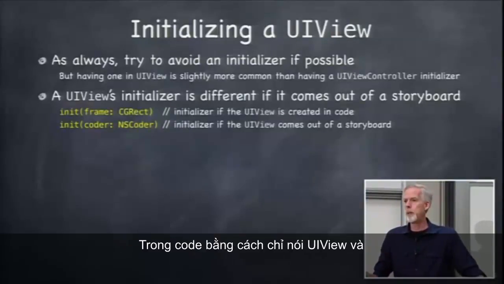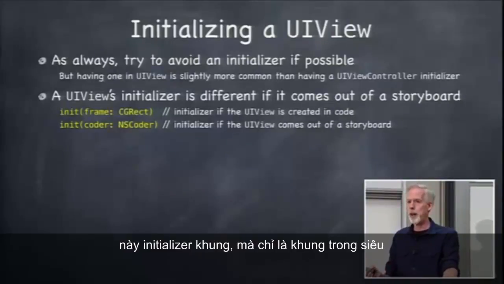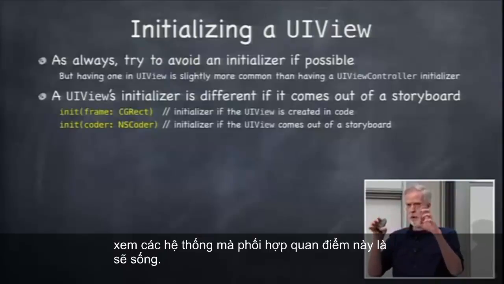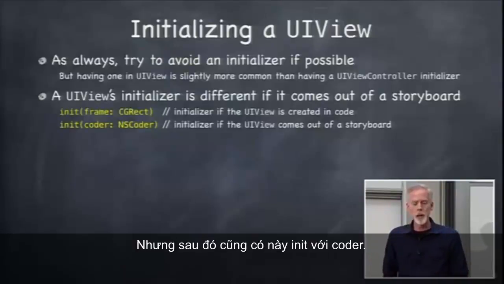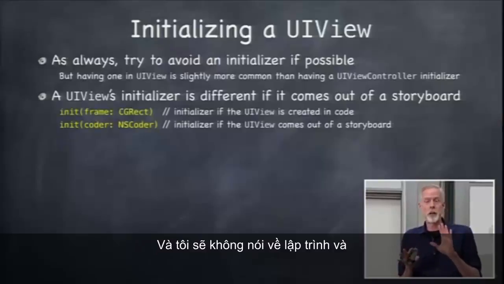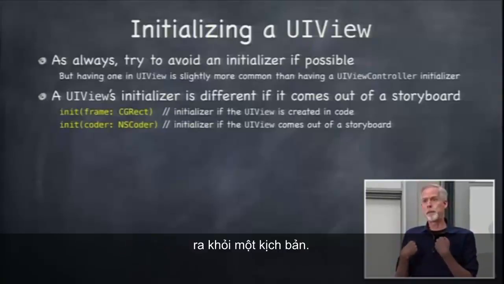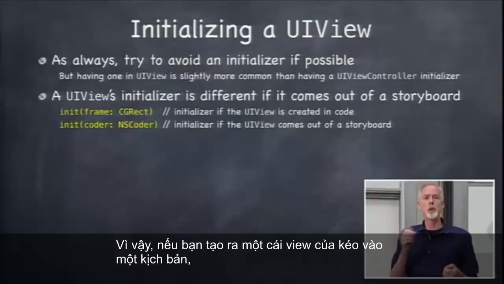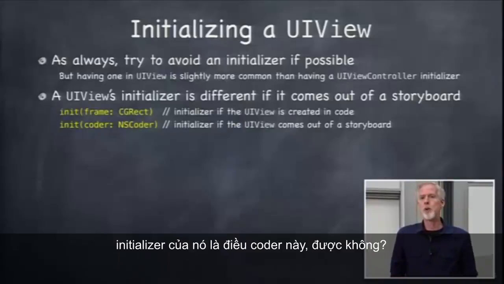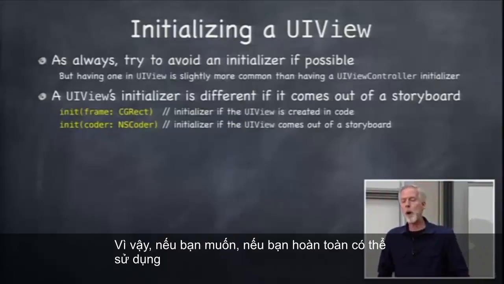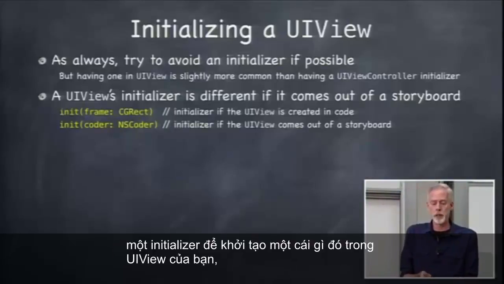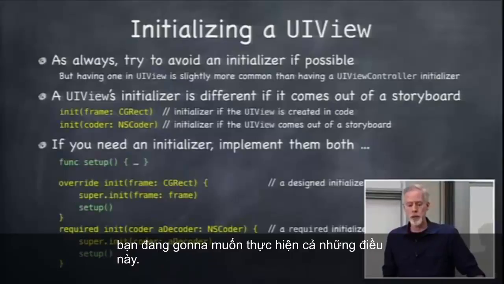In code, by just saying UIView and this frame initializer, which is just the frame in the superview coordinate system where this view is going to live. But then there's also this init with coder, and I'm not going to talk about coders and archiving and all that, but that is the initializer that is called when the view comes out of a storyboard. So if you create a view by dragging out in a storyboard, its initializer is this coder thing. Okay? So if you absolutely have to use an initializer to initialize something in your UIView, you're going to want to implement both of these things.